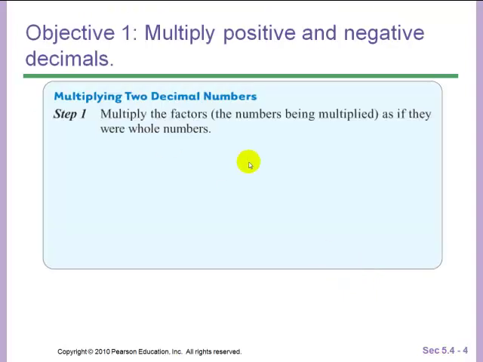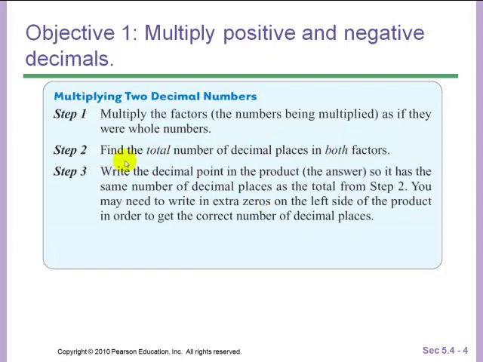To multiply two decimal numbers, first multiply the factors. Remember, factors are just the numbers being multiplied, as if they were whole numbers. So basically, ignore the decimal points and multiply. Step 2 is to find the total number of decimal places in both of the factors. Step 3 is to write the decimal point in the product, that's your result of the multiplication, so it has the same number of decimal places as the total from step 2. You may need to write extra zeros on the left side of the product in order to get the correct number of decimal places.